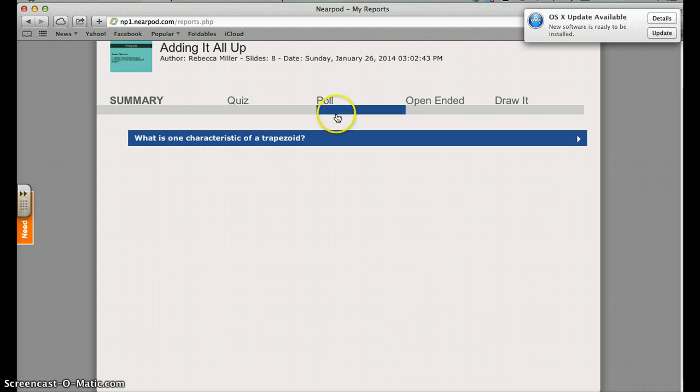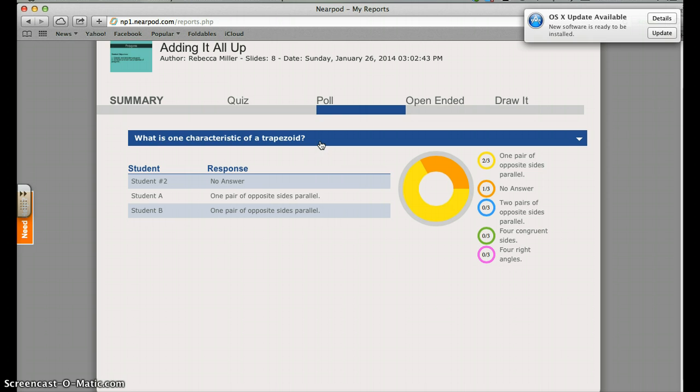We can also look at the poll question that we asked: what is one characteristic of a trapezoid? And you can see that both students A and B got that correct, so that's 2/3 of our class. Student number 2 did not answer, and no one chose the other 3 incorrect responses. So in general, that is a positive outcome for that question.